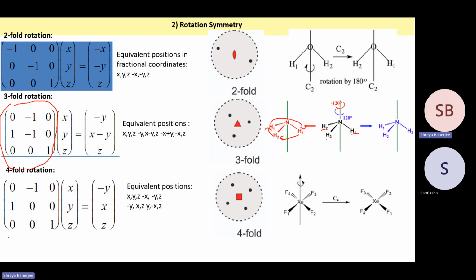Four-fold rotation also, you can remember this matrix. Four-fold rotation basically means 90-degree rotation. So you have a planar molecule XCF4. If you rotate by 90 degree, F1 will go here, F2 will go here, F3 will come here, and F4 will go down. So that is a four-fold rotation or a 90-degree rotation. So in case of threefold and fourfold, it is a bit more difficult to understand the matrices. So we won't go into that. You can just memorize that this is a threefold rotation matrix and this is a fourfold rotation matrix.